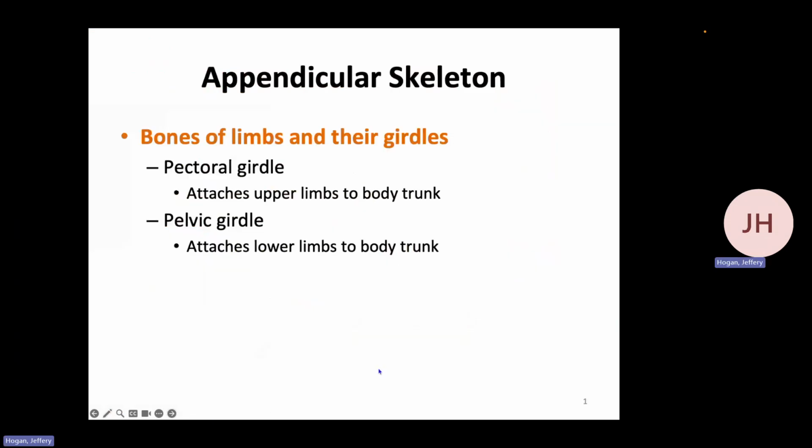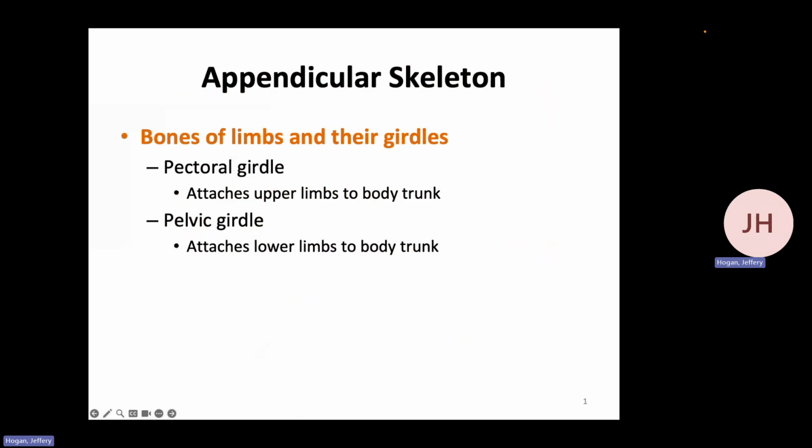Right, so the appendicular skeleton, the bones of the limbs and their girdles, that is to say the arms and the legs and the bones that connect the arms and the legs to the trunk. So the pectoral girdle, the clavicle and scapula, connects the arm to the trunk, and then the pelvic girdle, the hip bones, connects the lower limbs to the trunk there.